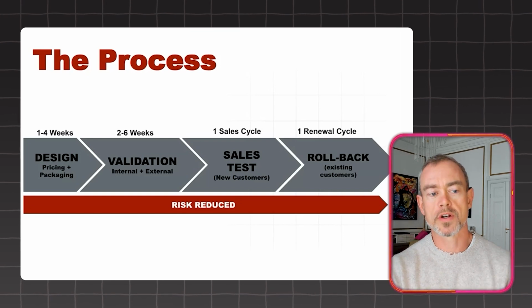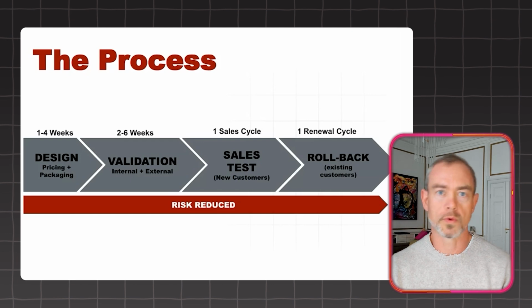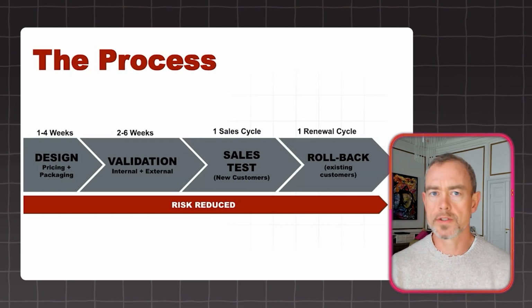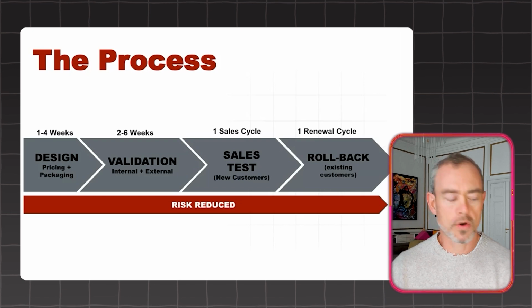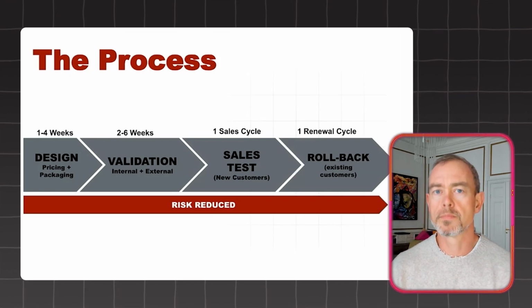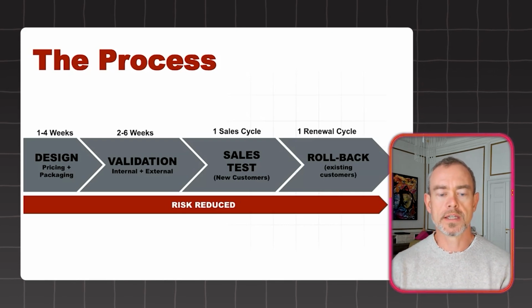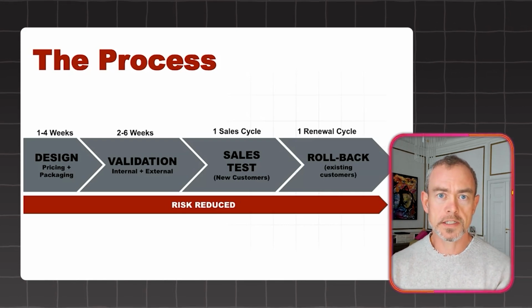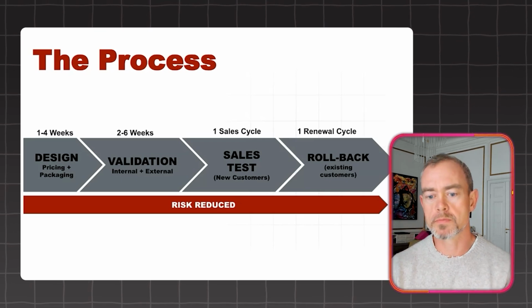And then you need to run some validation, internal and external, so interviews with customers, town halls with internal teams and so forth, usually 2 to 6 weeks. Sales test, usually a sales cycle. If you have a very long sales cycle, you can also get it done faster, usually about 3 months. But about 3 to 6 months is usually what I set aside for a sales test. And then the migration of existing customers is usually a contract cycle. So a year in most B2B SaaS.